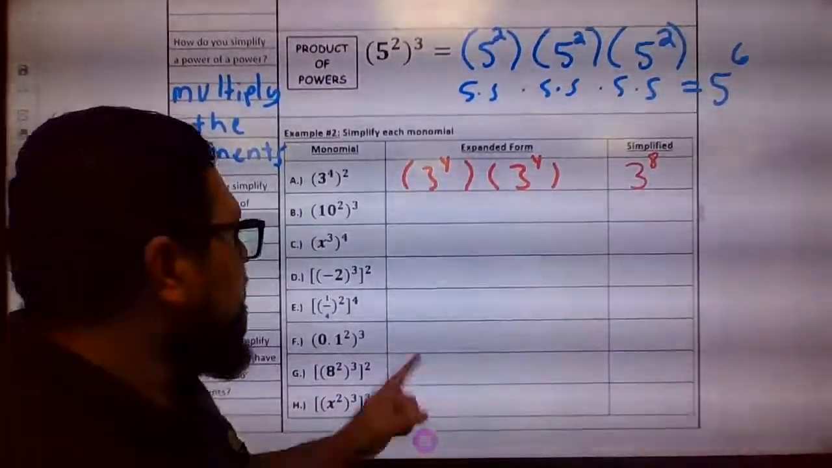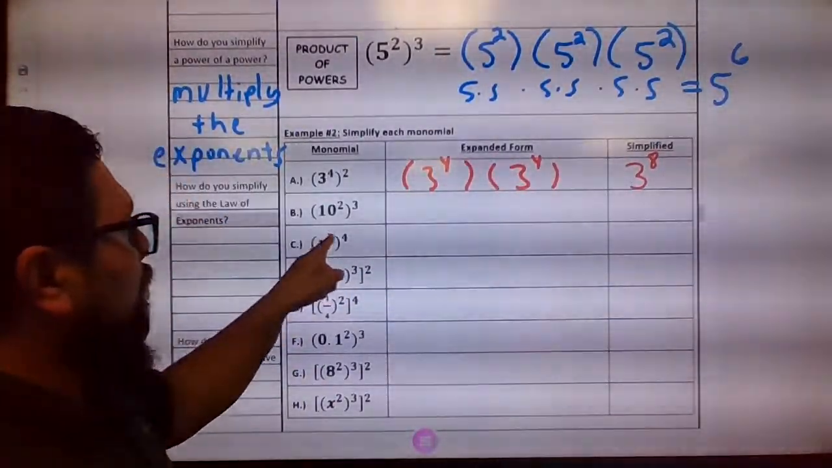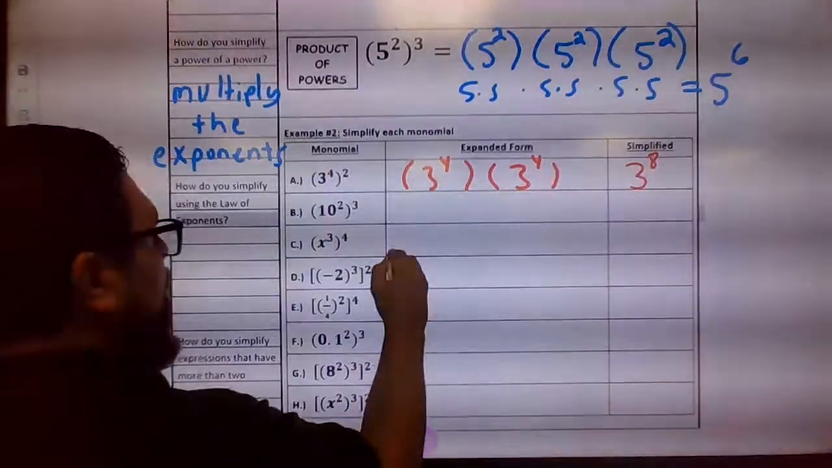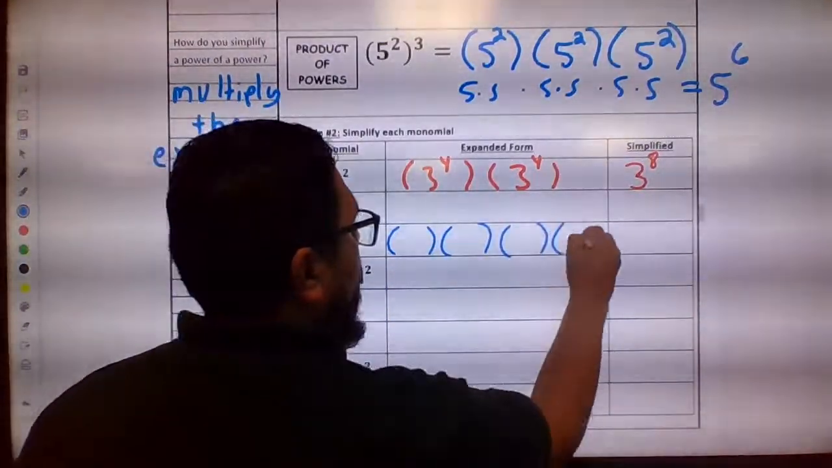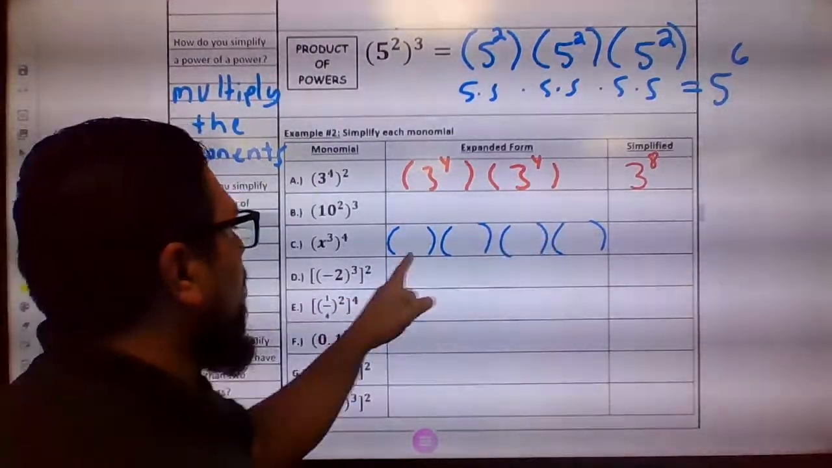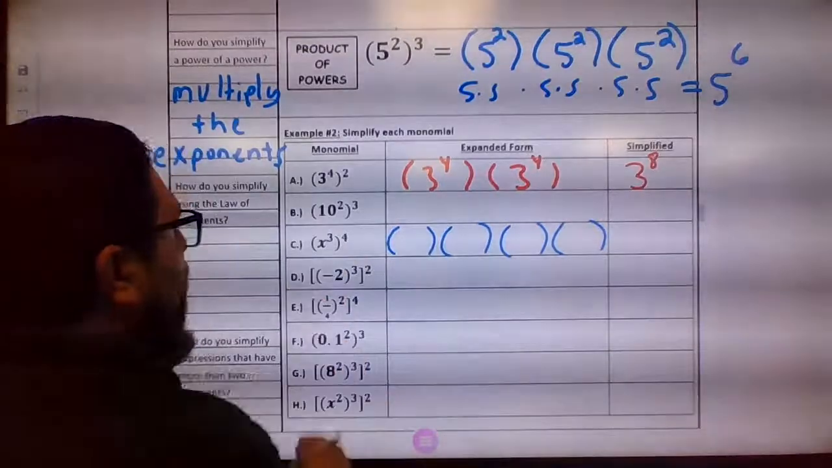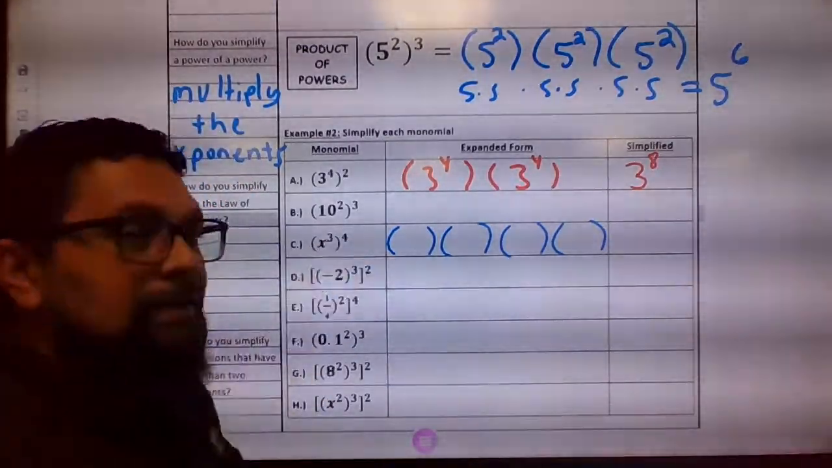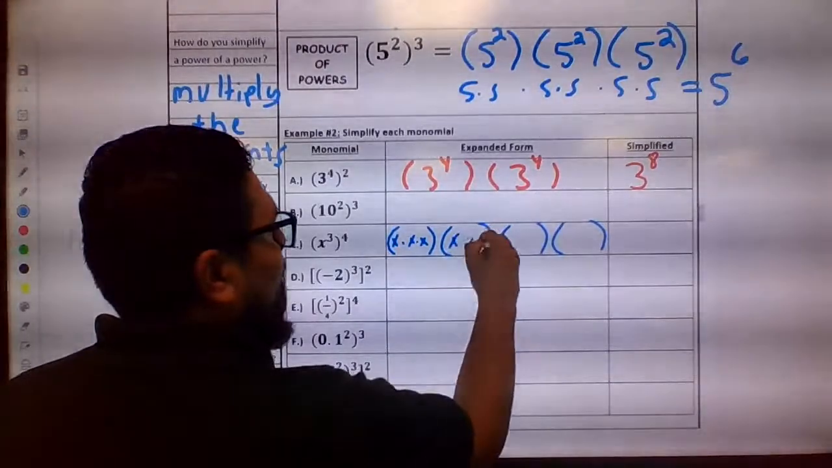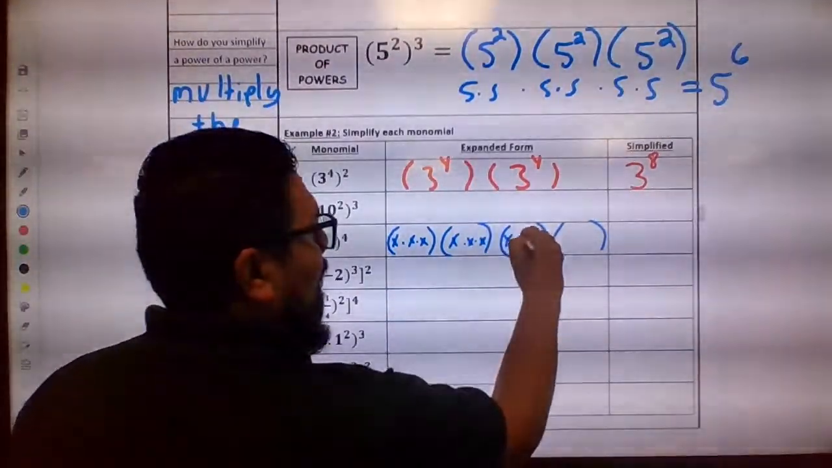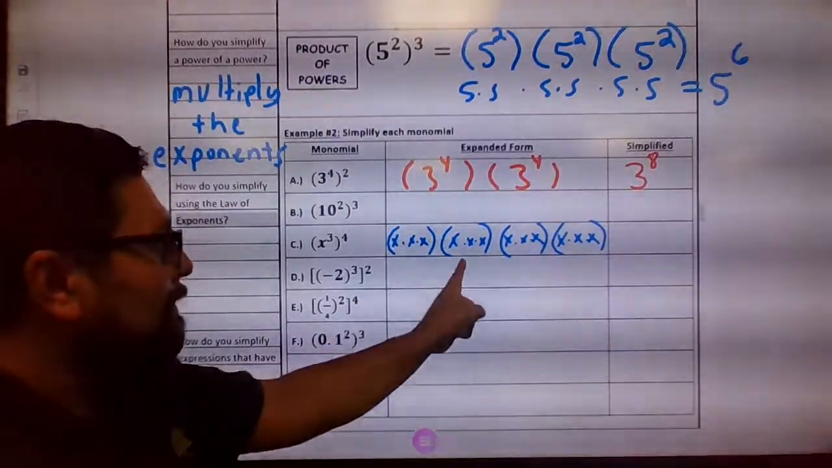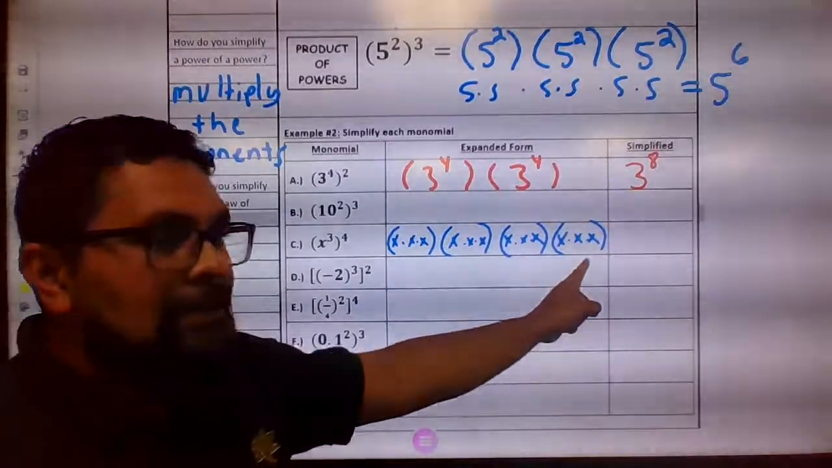Let's go on to C. C has x to the 3rd to the 4th. It's like those Russian dolls. To the 4th means there are 4 of them: 1, 2, 3, 4. This is all multiplication, don't get it confused. And what's inside? x to the third. If you want to be more specific, x to the third means there are three x's in there: x times x times x. Each of the four is x to the third.